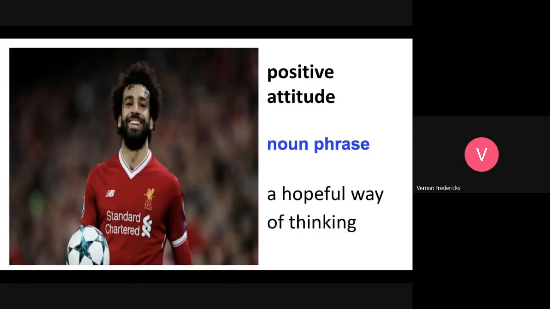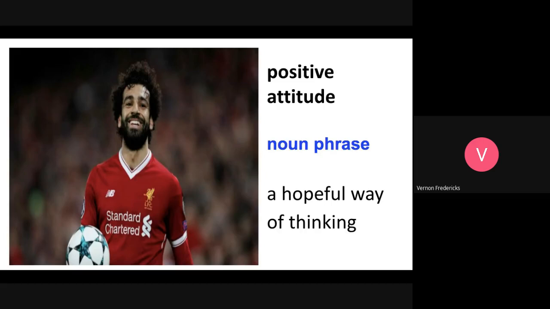Next noun phrase is a positive attitude. It's a noun phrase, a hopeful way of thinking. Okay, a positive attitude. Some people have positive attitudes, yeah? They always see the good thing about something. They are hopeful things are going to get better.